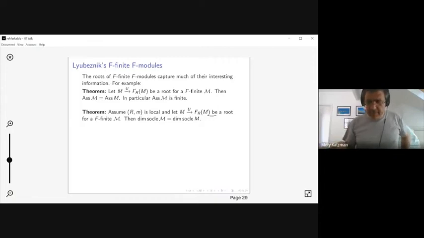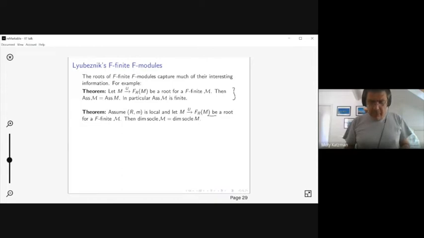And this is a particular case of another statement that you can make about Bass numbers, but I'm not going to go there. This other statement says that, just as in the previous theorem, the one about associated primes, the Bass numbers of finite F-modules are also finite. In the case of Bass numbers associated with the maximal ideal in this local ring, you can actually read it off the root.